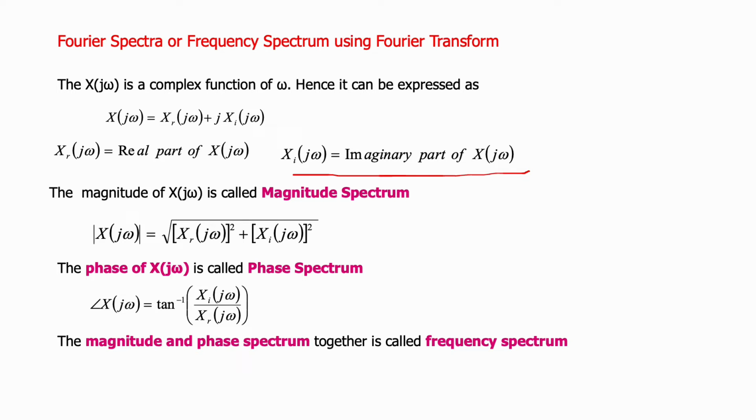So we have to calculate the magnitude. The magnitude spectrum is modulus x of j omega is equal to square root of real part squared plus imaginary part squared. The phase spectrum is angle of x of j omega is equal to tan inverse of x imaginary part of j omega divided by x real part of j omega. The magnitude and phase spectrum together are known as the frequency spectrum.